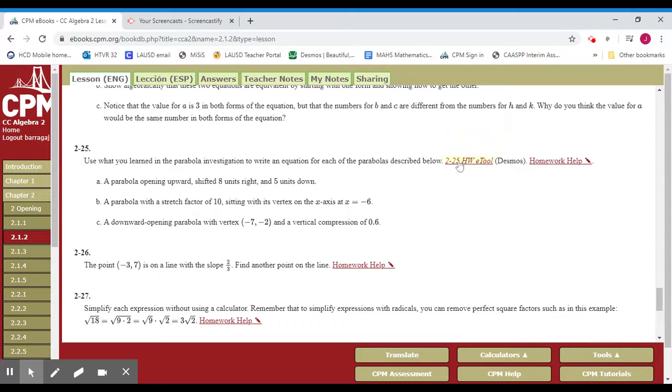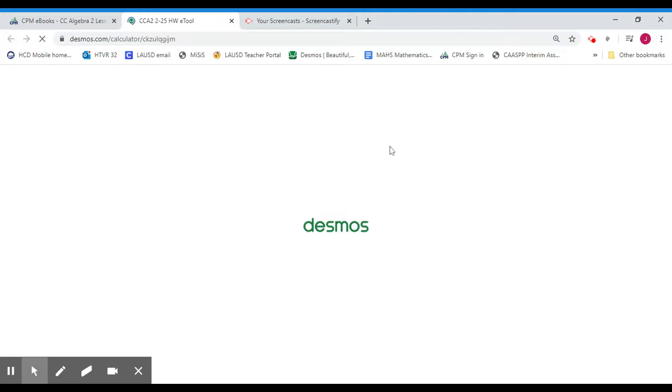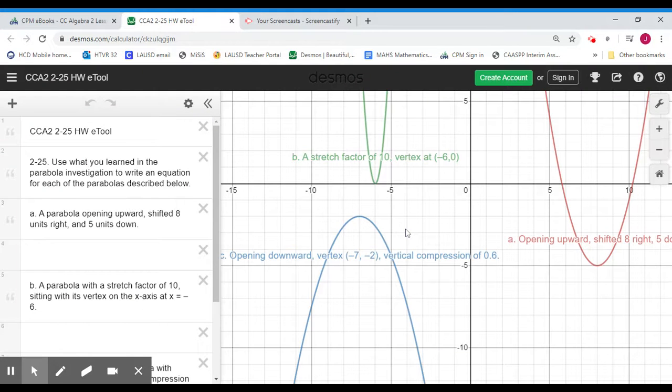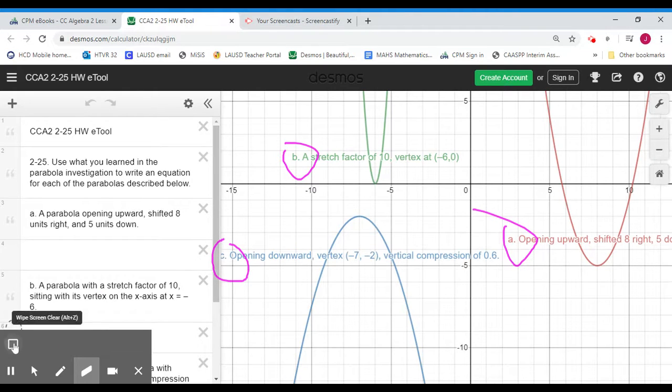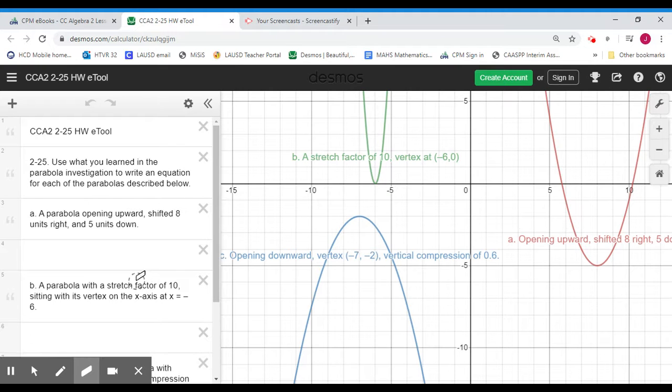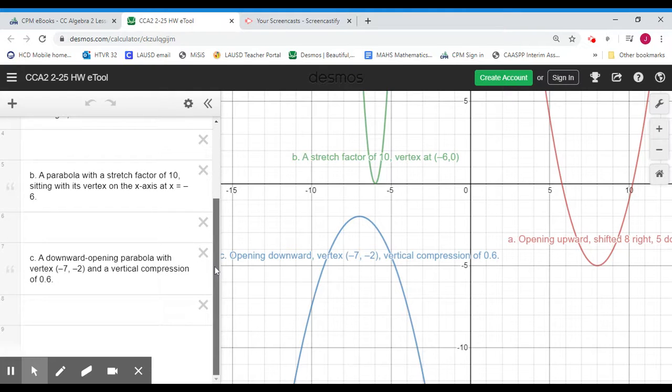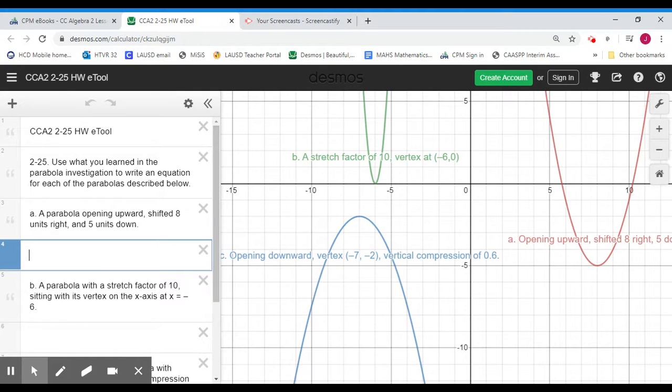So how do I do this? Well, I want you to click on the Desmos tool. So click on it. You're going to see the screen. And what you are doing is using the transformations that they're giving you here. So you have A, B, and C. You have to do these three problems, and what you are doing is basically creating the equation for each of the given parabolas. And what you are doing is writing the equation down here. So this is meant to help you.